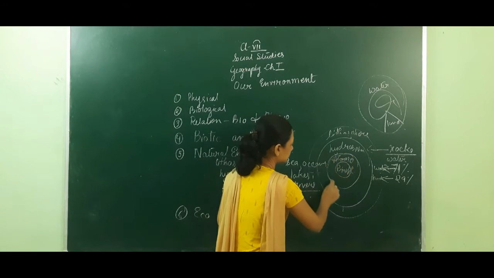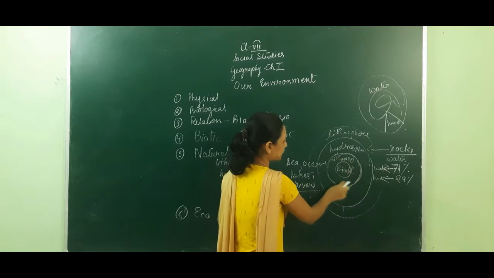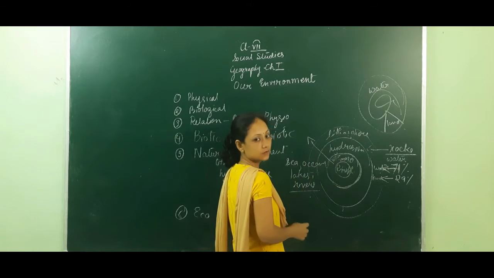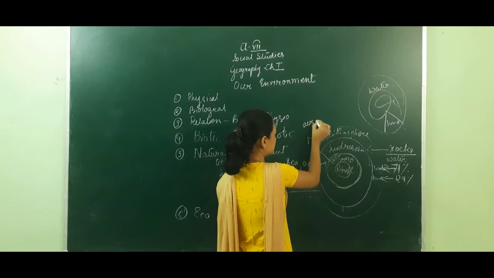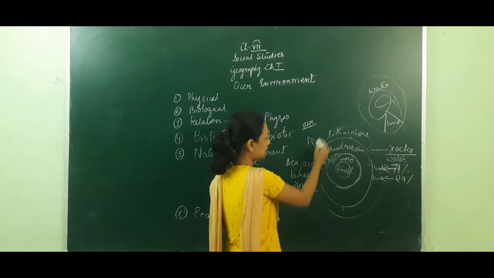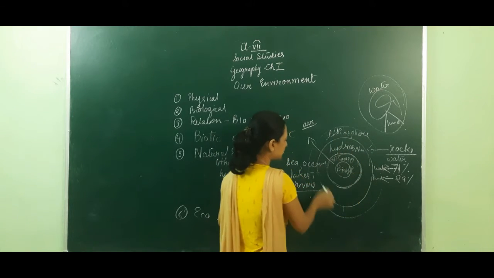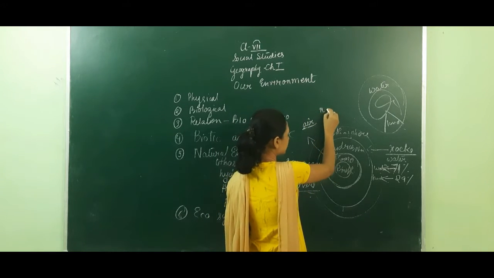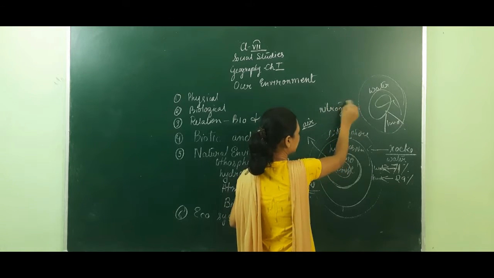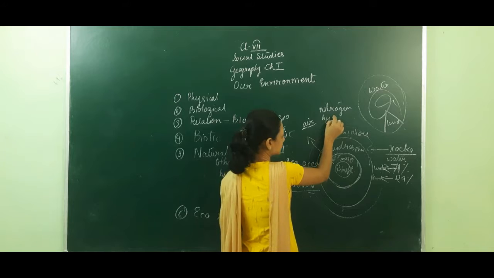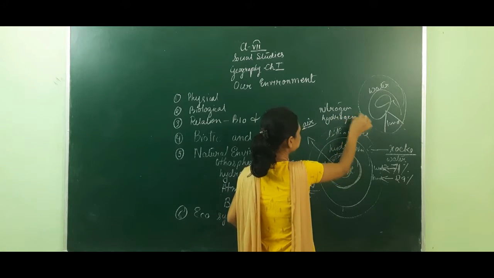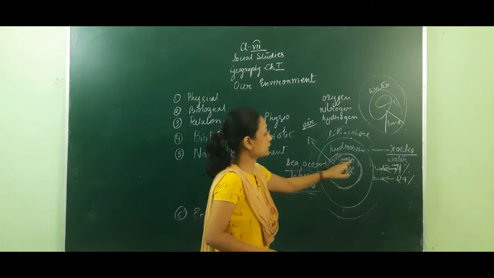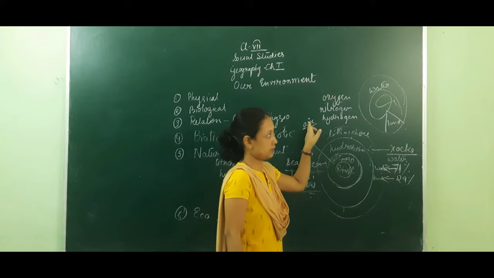Next is the atmosphere. The first part is the sandy area, the rocky area. The second one is the water part. The third part, the atmosphere, is the air part. For example, nitrogen, hydrogen, oxygen. This third part of the earth comprises air, that is oxygen, nitrogen and hydrogen.